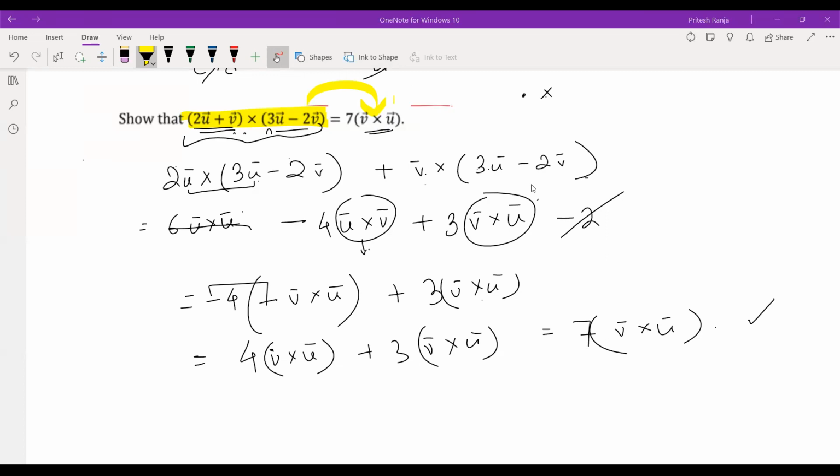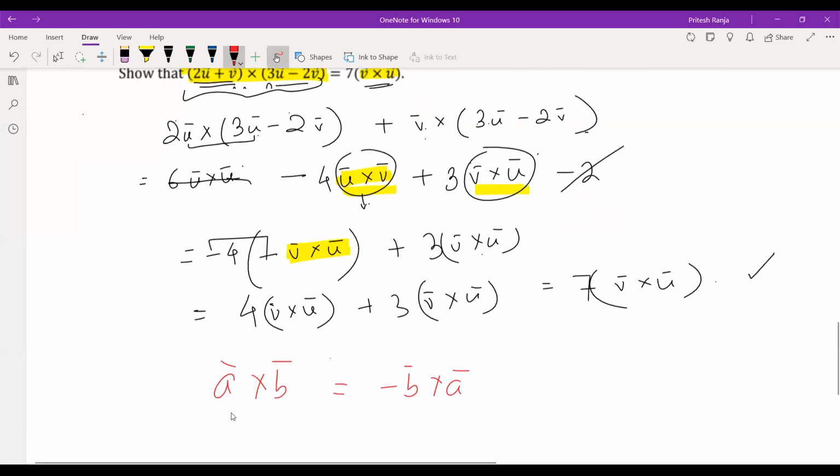What is the third step here? U cross V. This was V cross U. We want the result in V cross U. So I change this U cross V into V cross U. If you have two vectors A cross B, and I want to write it in terms of B cross A, then I should write it by putting a negative sign.